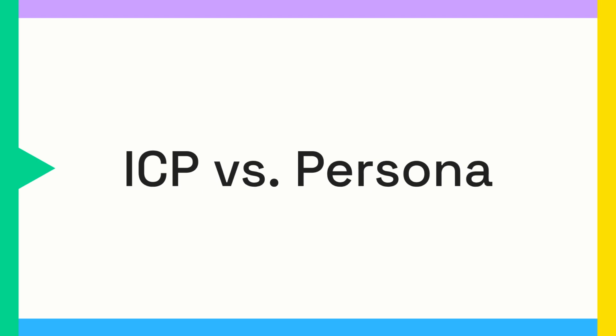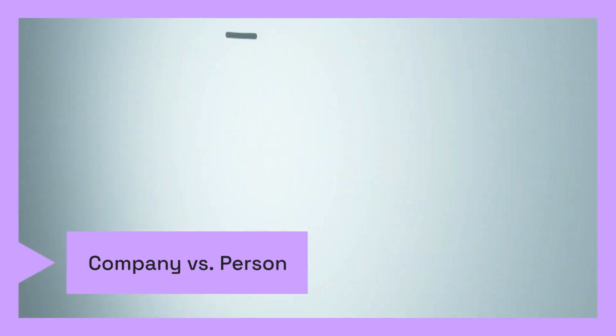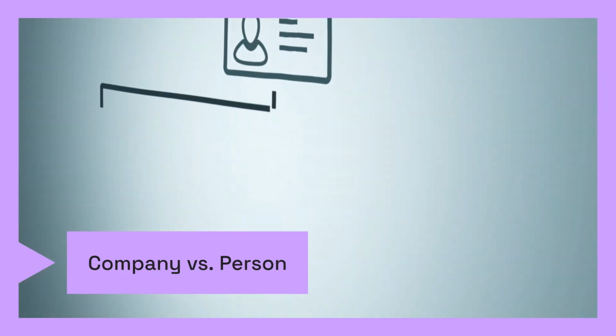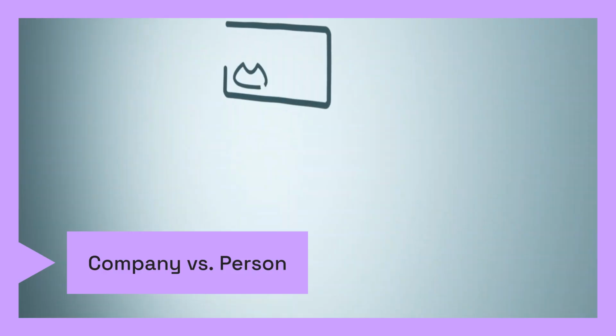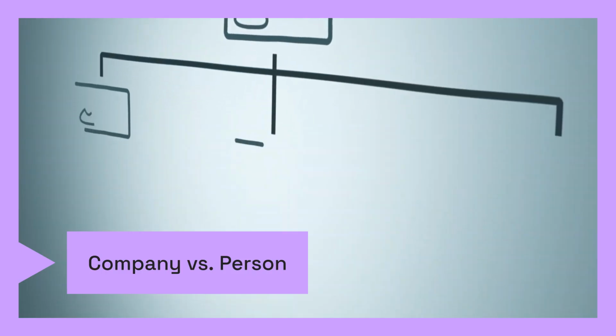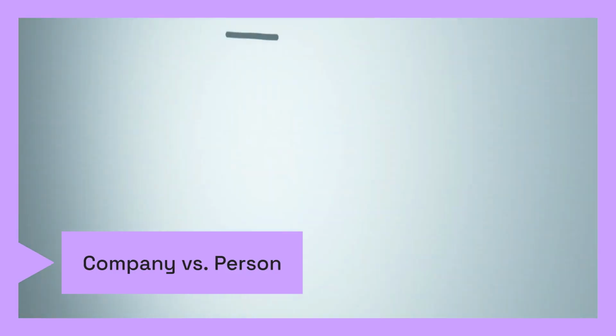Before we dive into the framework, let's clarify a crucial distinction: the difference between an ideal customer profile and a buyer persona. These terms are often confused, but understanding their unique roles is vital for effective targeting. An ICP defines the ideal company that is a perfect fit for your product or service. A buyer persona, on the other hand, defines the person within that ideal company who makes the purchasing decision.